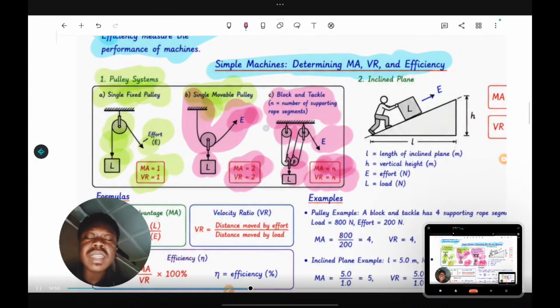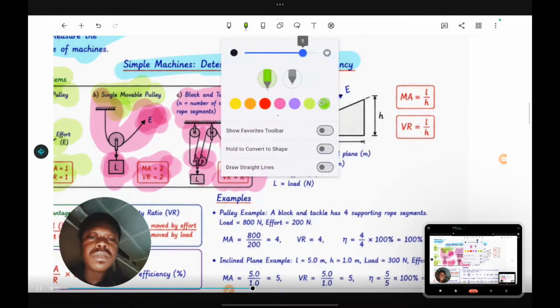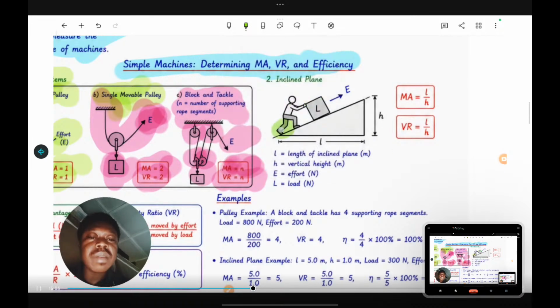Okay, if you are looking at it, effort is force, load is force. So we are just saying force divided by force. I'm going to show you as we proceed. Observe this. You can see the man now pulling or dragging this on the hill, going this way. Now you can see there is a height here. You need to consider this height. Then the length of the surface is this.